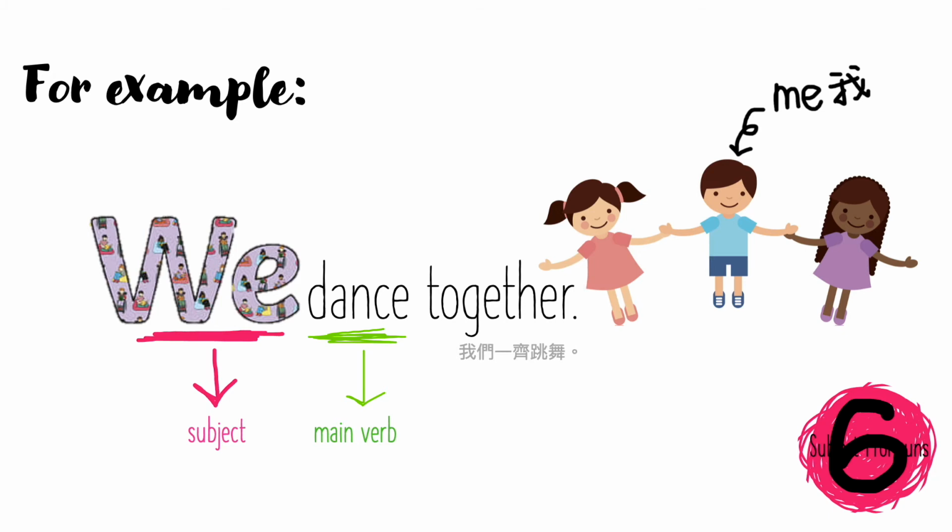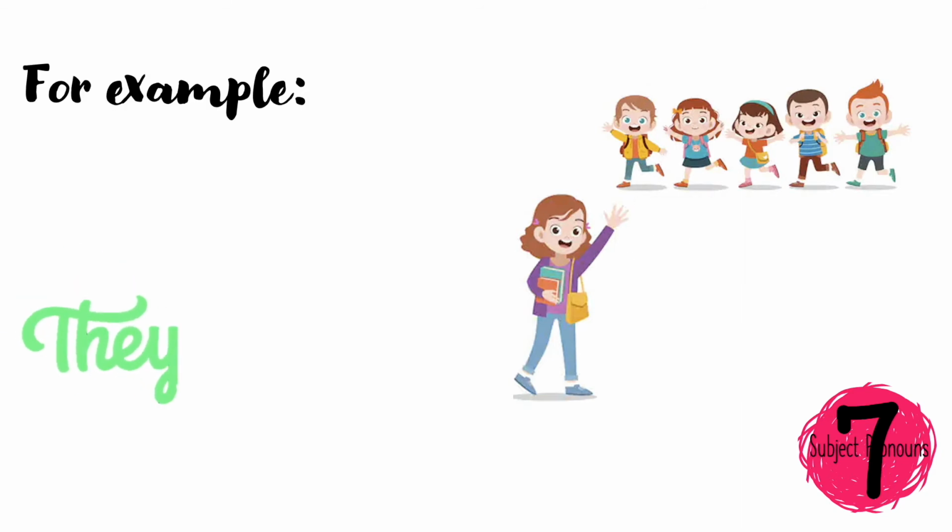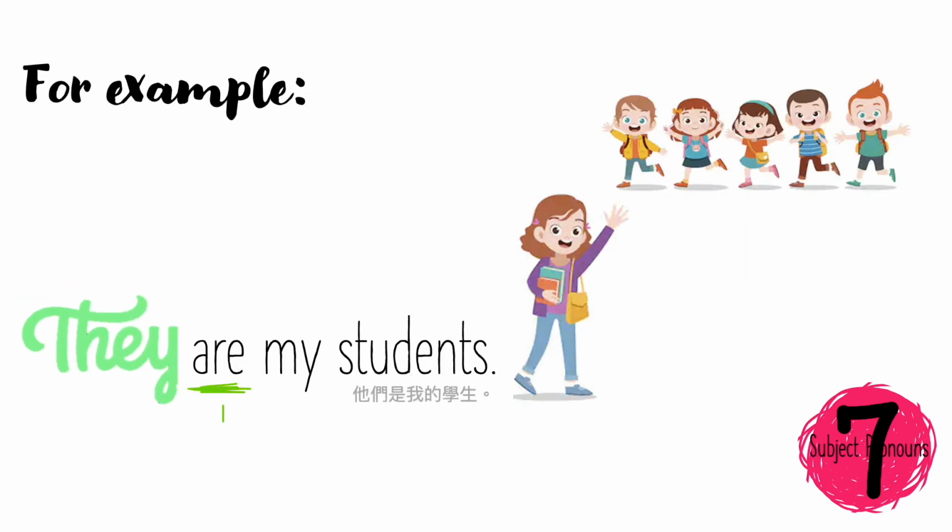We is the subject. Number 7, if you want to talk about a group of people, not including yourself, you use they. For example, they are my students. Are is the main verb.